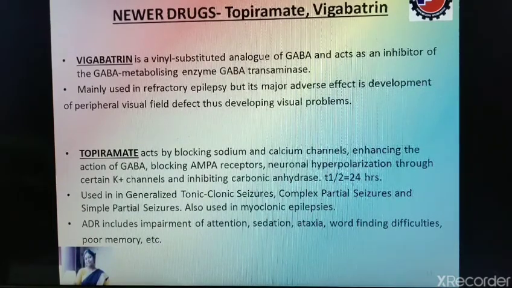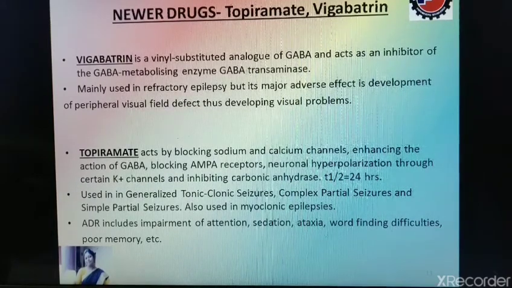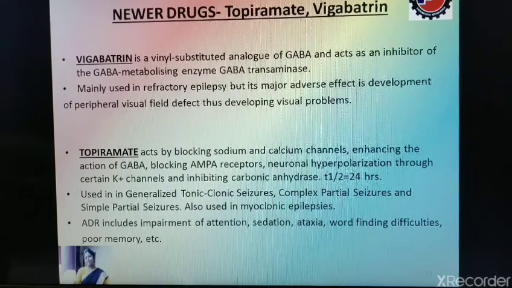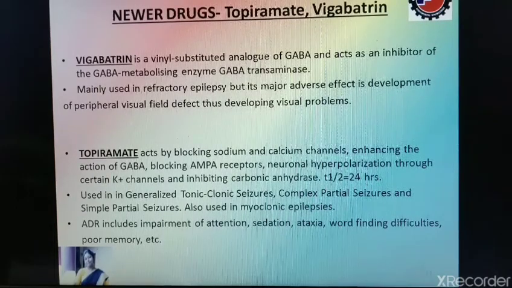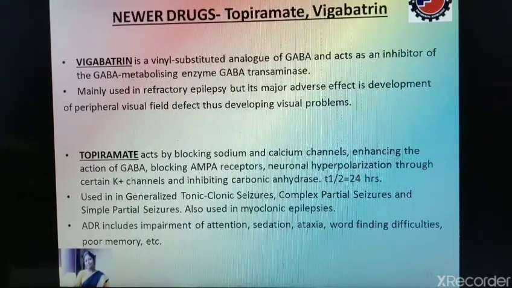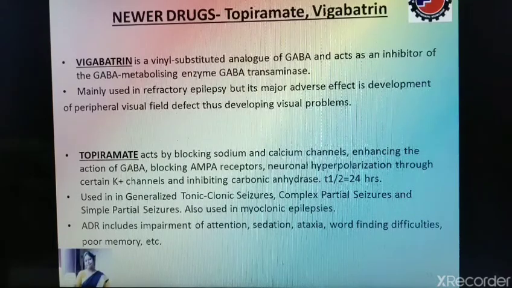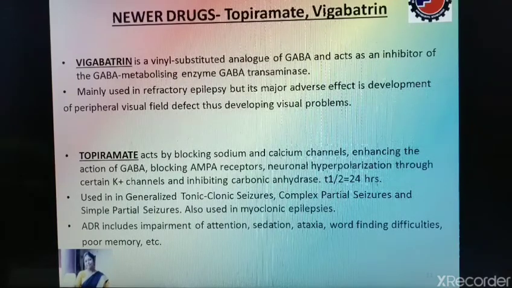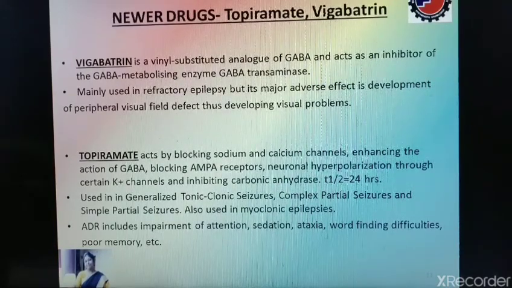It has a T-half of 24 hours and is used in generalized tonic-clonic seizures, complex partial as well as simple partial seizures. They also find use in myoclonic epilepsies. The various ADRs of topiramate include the impairment of attention, sedation, ataxia, word-finding difficulties, and poor memory. Topiramate has been also approved for prophylaxis of migraine but may be used when beta blockers or other prophylactics are contraindicated or are not effective.